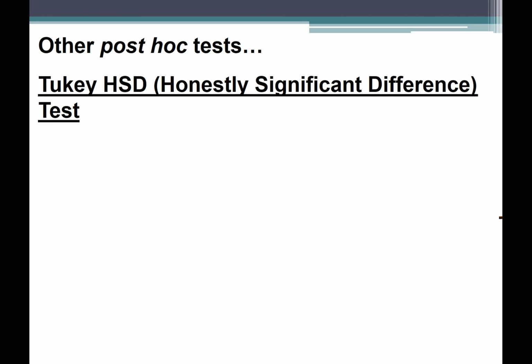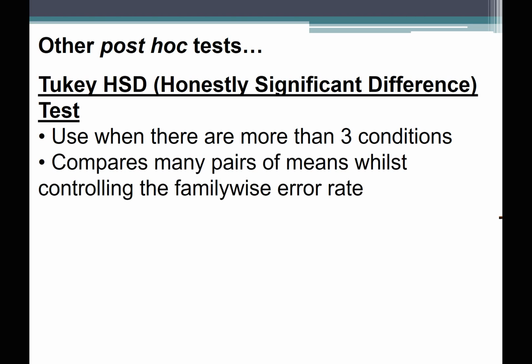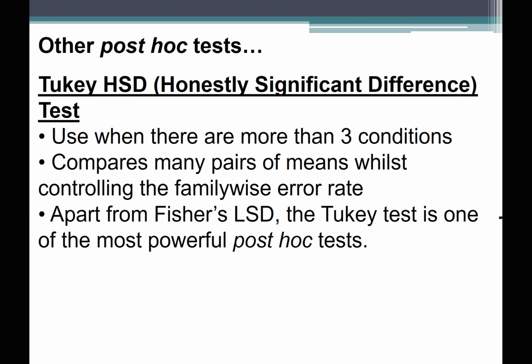Now a couple other post-hoc tests. There's Tukey, honestly significant difference, the HSD, that's very common. Tukey's kind of a middle of the road test, and you want to use it when we have more than 3 conditions. It compares many pairs of means while controlling for the family-wise error rate. And apart from Fisher's, it's also one of the most powerful. So it's one of the most liberal tests. You're more likely to find a significant difference.